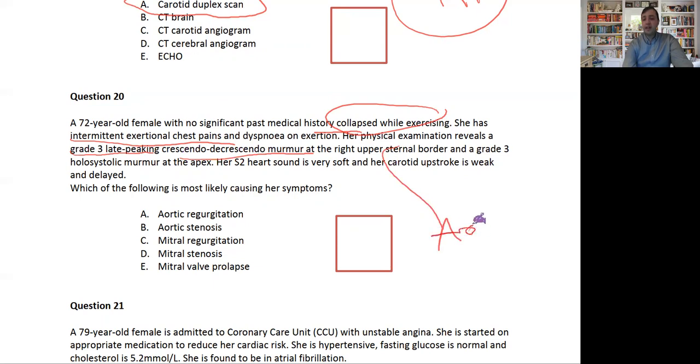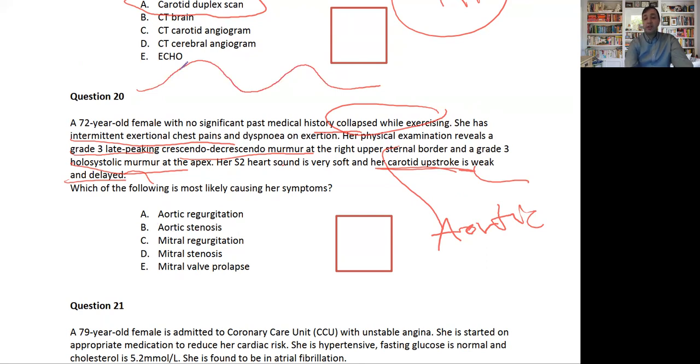This is the aortic valve area. So here in the aortic valve area we have a crescendo-decrescendo murmur, and a grade 3 holosystolic murmur at the apex. Her S2 heart sound is very soft, and her carotid upstroke is weak and delayed. So a weak and delayed carotid upstroke means pulsus parvus et tardus. This is the characteristic of pulsus parvus et tardus.